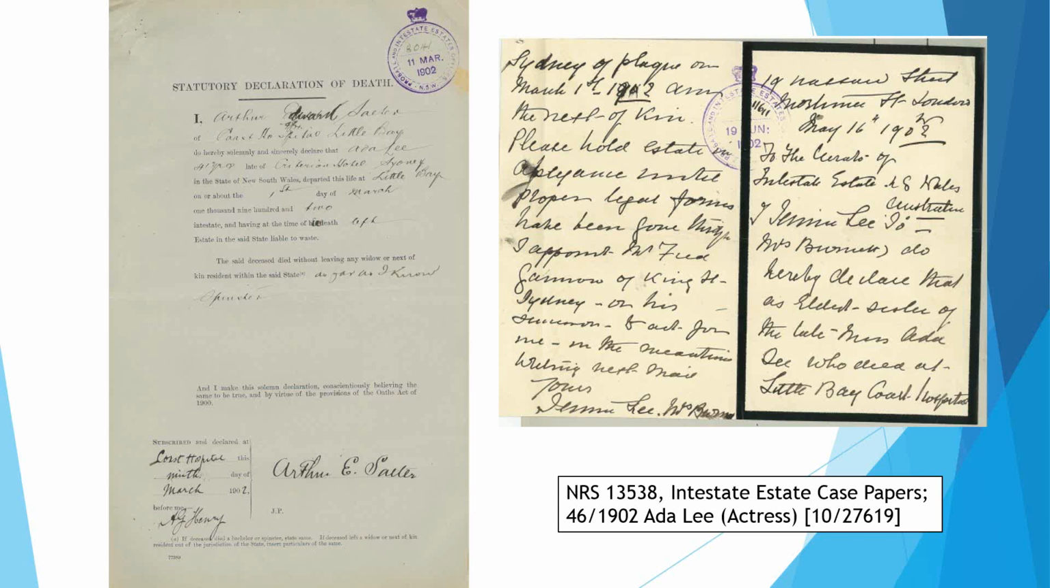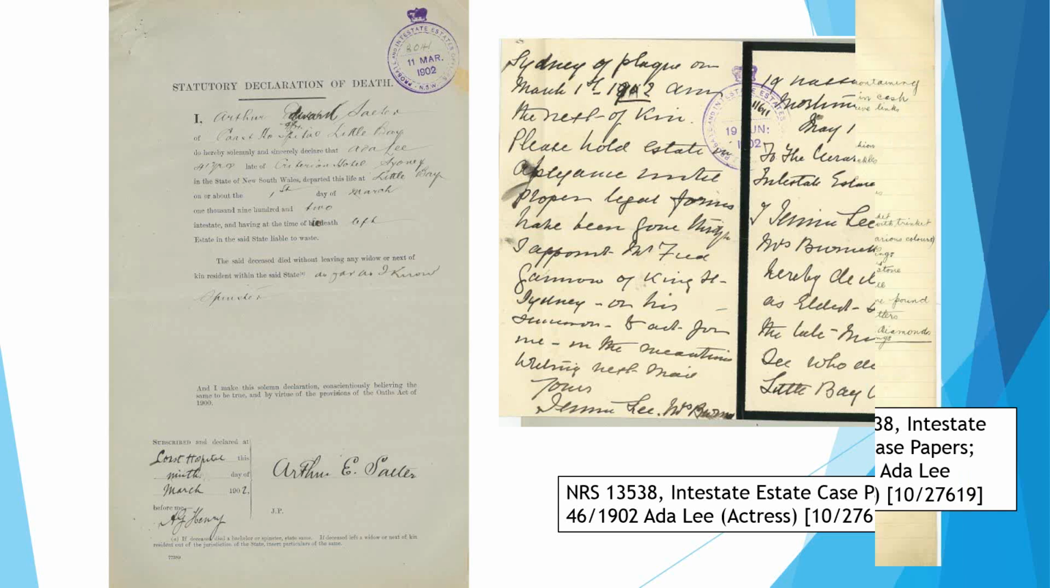And the letter on the right-hand side is from her sister Jenny Lee, and she's the eldest sister, and she'd like to have the estate administered, please. So poor old Ada Lee, she came for work and just never left.